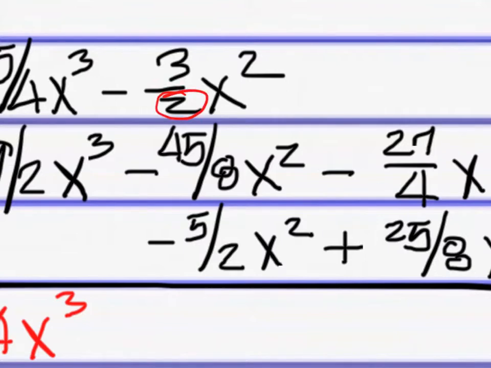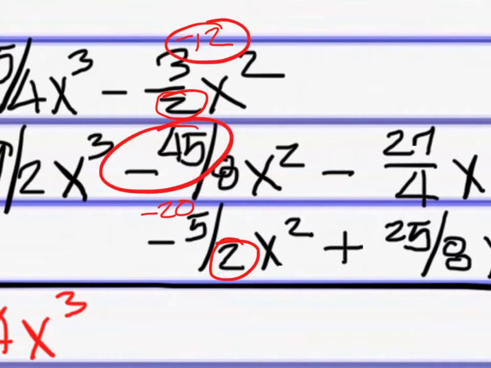I had to multiply it by 4, so this one becomes a 12. 3 times 4 is 12. This one here does not have to change. It already has a denominator of 8. But down here again, if I make this an 8, I multiplied by 4. So 4 times negative 5 is negative 20. So that's a negative 12. In reality, that is a negative 45 and a negative 20.